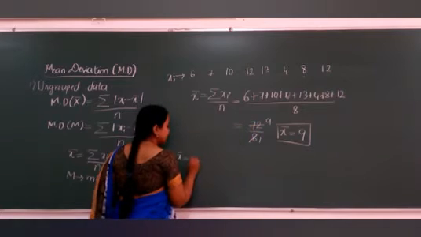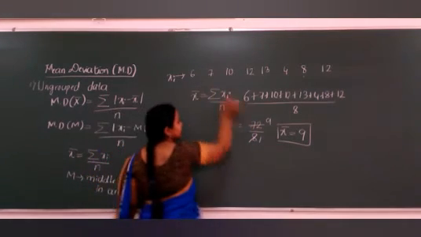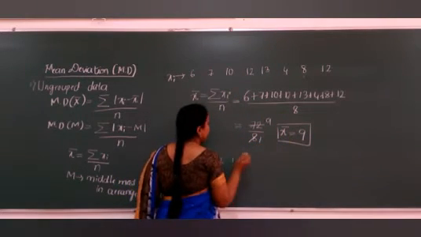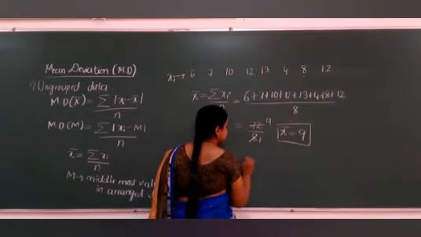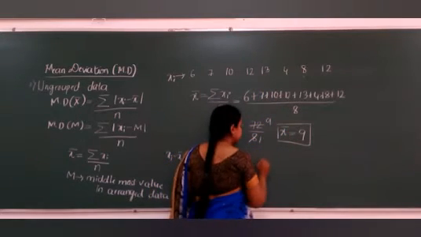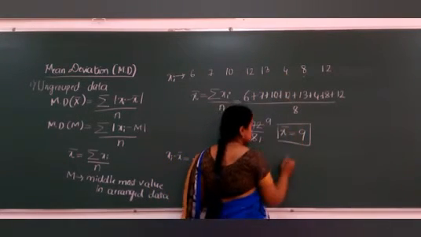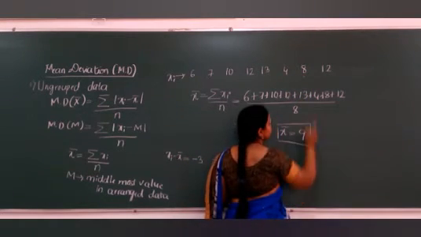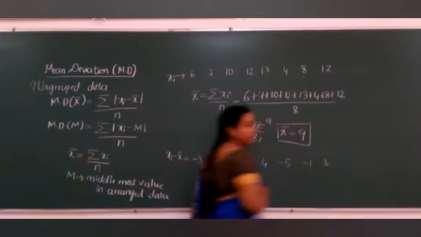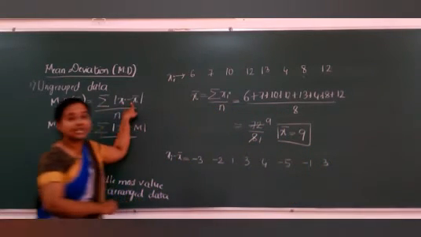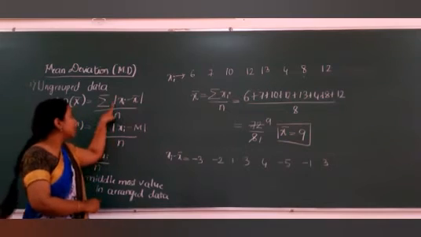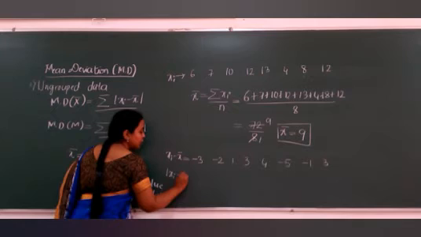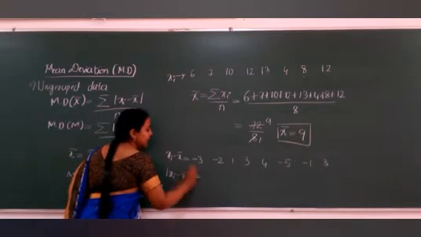6 minus 9, it is minus 3. 7 minus 9, minus 2. 10 minus 9, 1. 12 minus 9, 3. 13 minus 9, 4. 4 minus 9, minus 5. Next, 8 minus 9, minus 1. 12 minus 9, 3. But do we want only xi minus x bar? No, there is one more thing, that is the modulus of xi minus x bar. So our next thing will be the modulus of xi minus x bar.